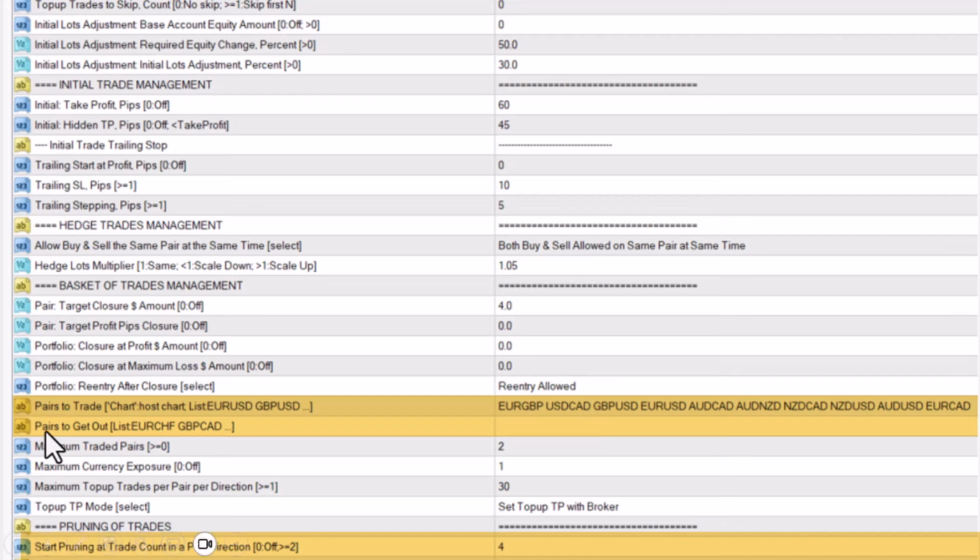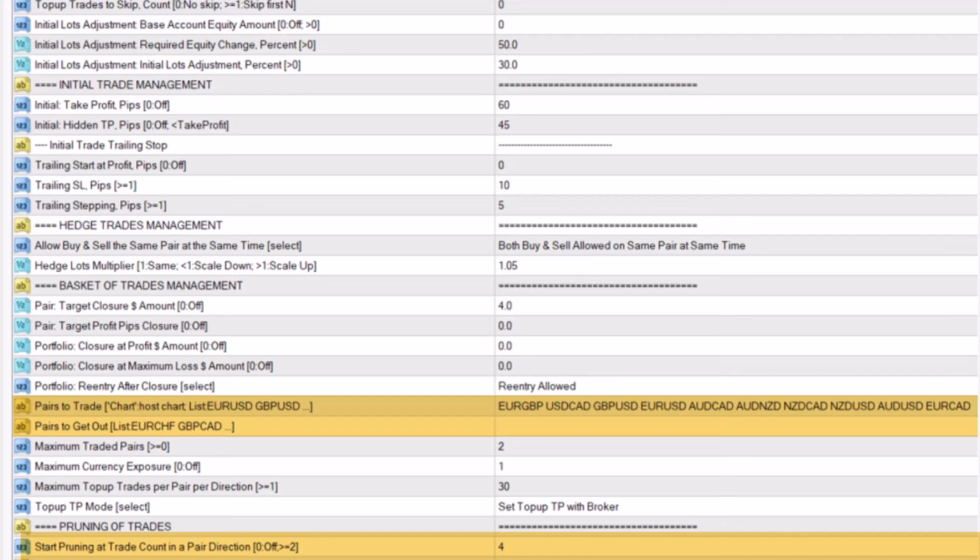And here is the pairs to get out of setting, where you just put the pair that you want to get out of. So let's say I'm trading the Euro USD and I don't want to trade it anymore, but I have got open trades. I put the Euro USD in there, and the minute the Euro USD closes, it will no longer trade that particular currency.